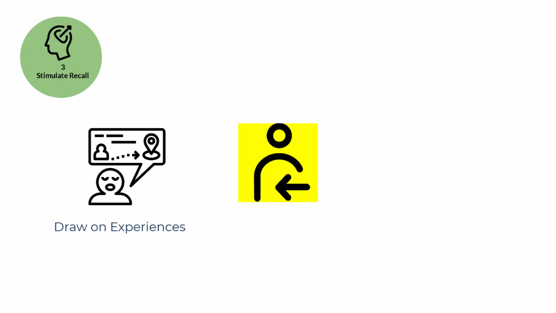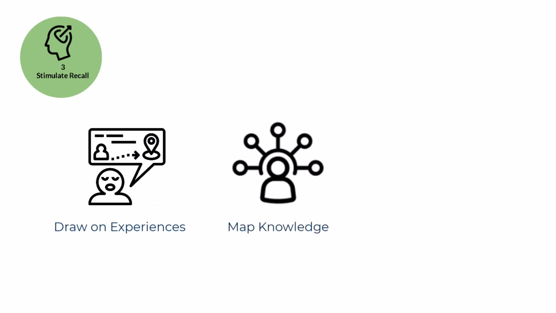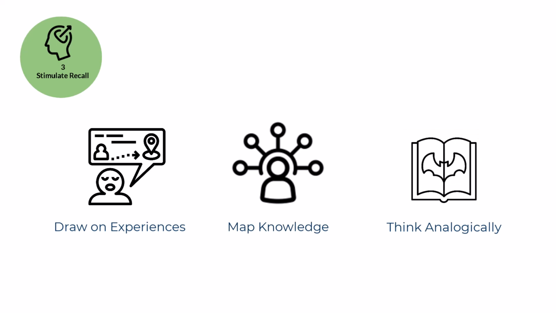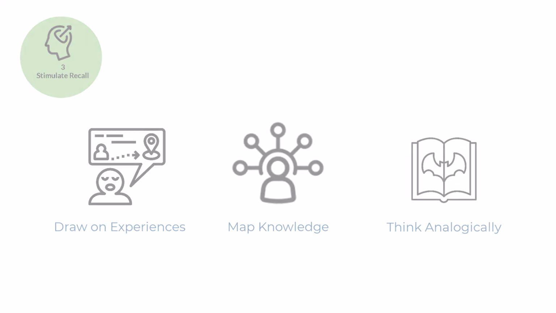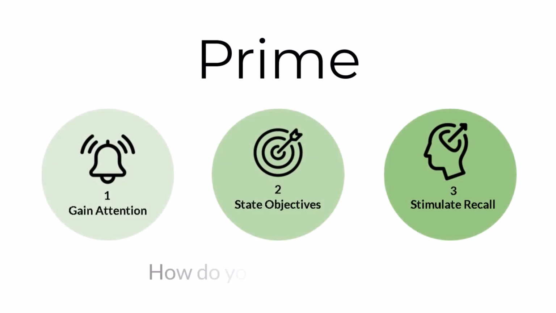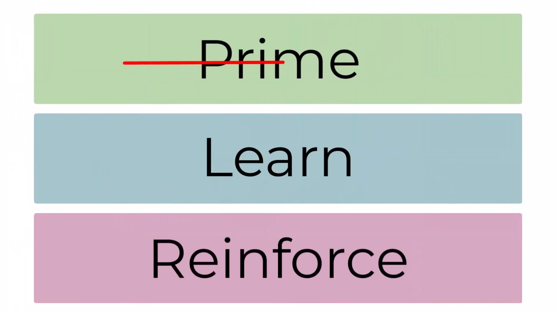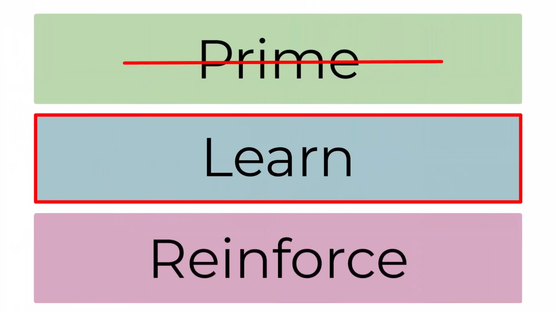Now, we can do this by asking questions that require students to draw on their experiences. We can task the learner to map their general knowledge around a topic, or we can promote analogical thinking by introducing concepts or stories that your learners are most likely already familiar with. So, thinking about the prime phase as a whole, pause the video and jot down some ways you already do this in your classes. Now that we've covered the prime phase, we will continue to the learn phase.